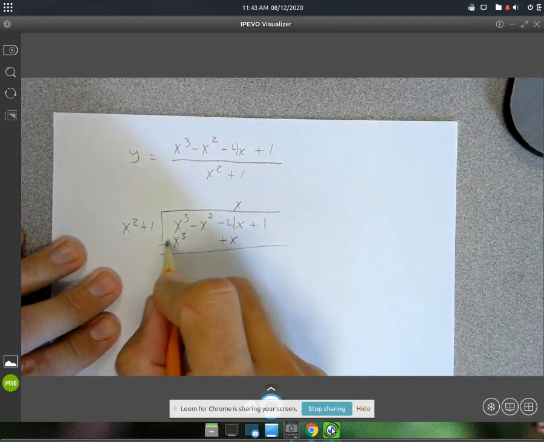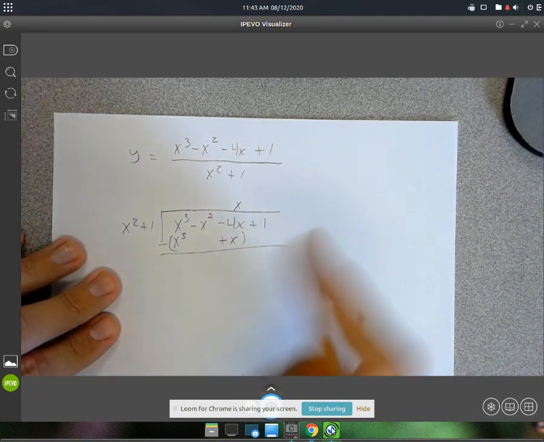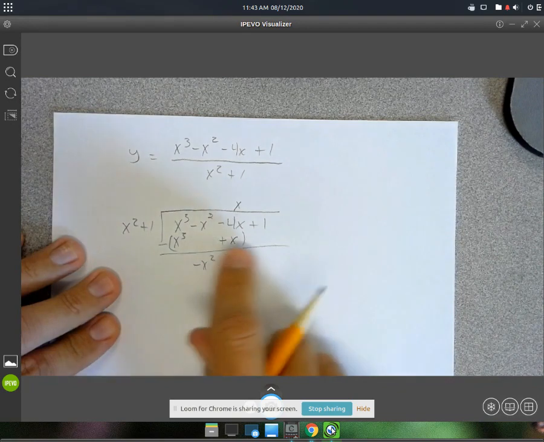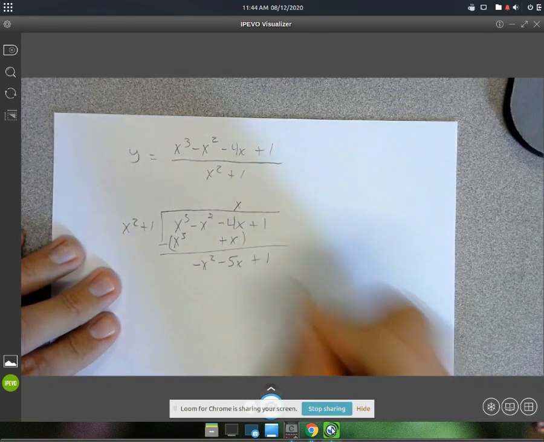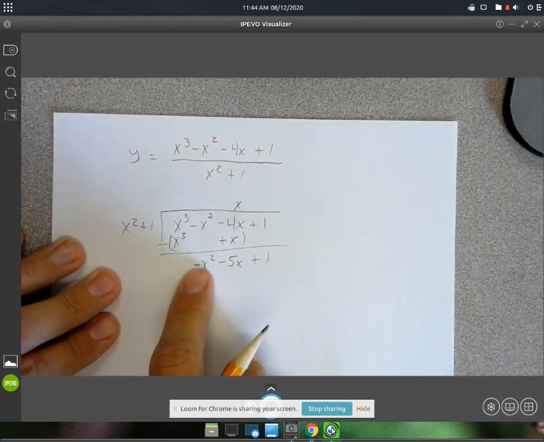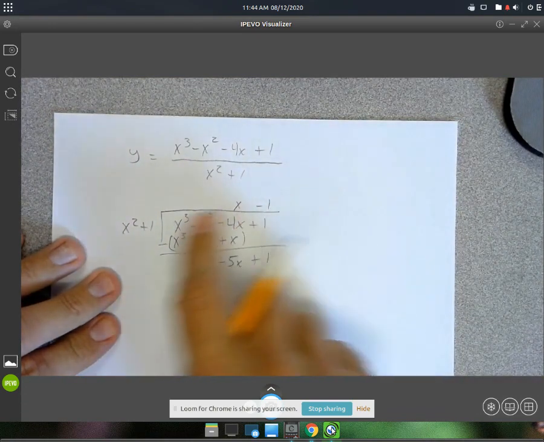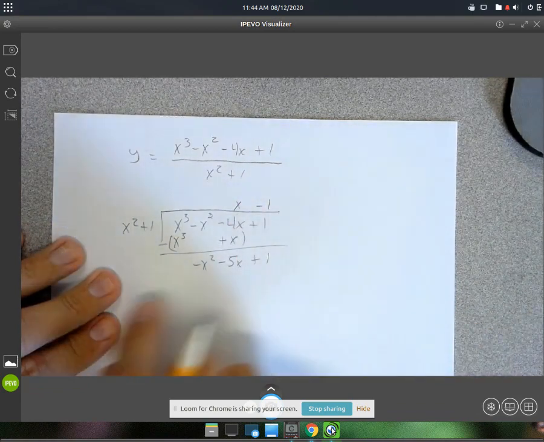All right, subtract these. That minus that is 0. Then we'll bring our negative x squared down. Negative 4x minus x, negative 5x. Bring our 1 down. X squared times what will give me negative x squared? That'll be a minus 1. Now the rest of this, I'll go ahead and do it, but we actually don't need to. This is our quotient that we're looking for.